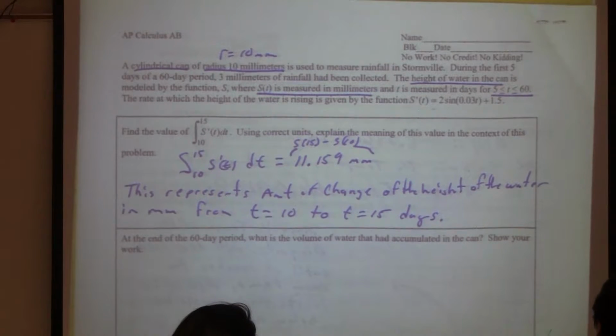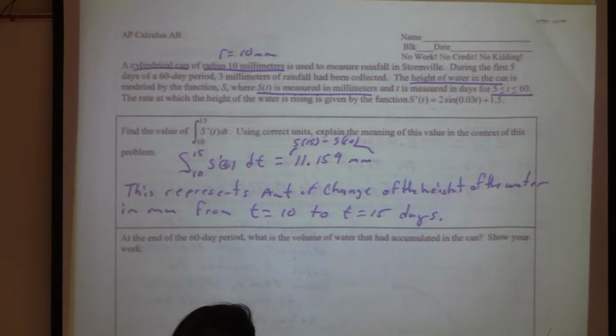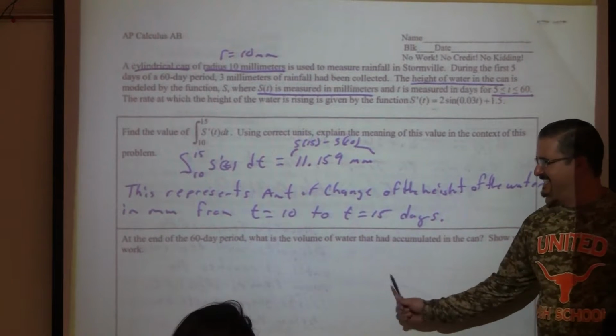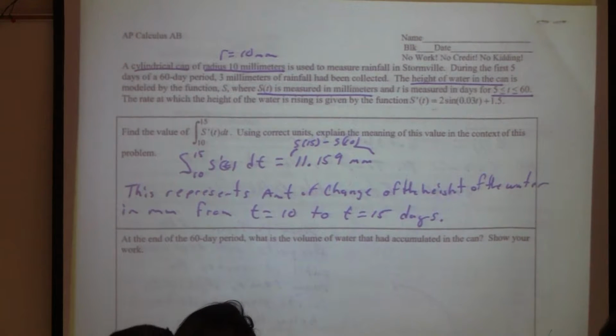7.159 millimeters. Is that a lot? Yeah. That's pretty good for Laredo, right? This is Stormville. I know, right? I mean, if this is Stormville, it should be a pretty stormy town, if they name it after the storm. Maybe it's supposed to be ironic.